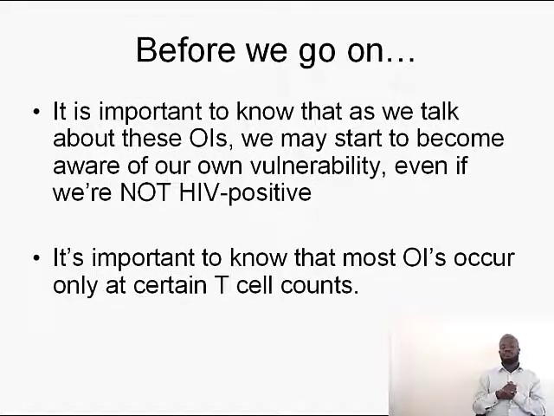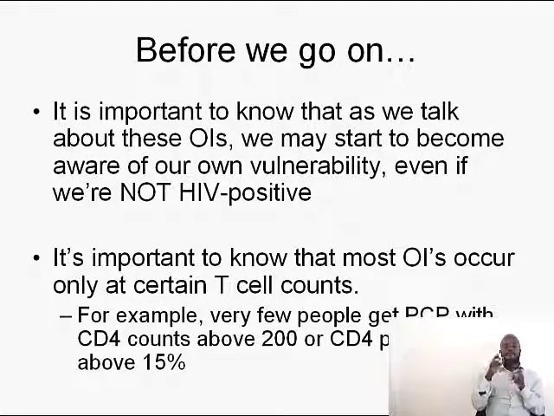Most OIs occur only at certain T cell counts. For example, very few people get pneumocystis pneumonia, or PCP, with CD4 counts above 200 or CD4 percentage above 15. If you find yourself in that category, you can take heart, because one of the things that is true about opportunistic infections now that didn't used to be is that they're treatable. We have things that can kick their butt.